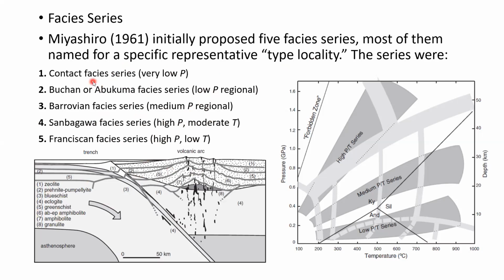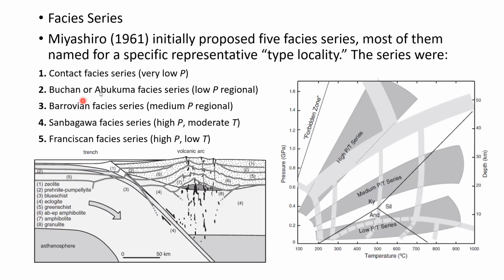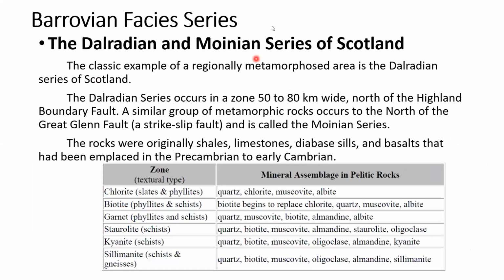Now we'll be understanding them one by one. First coming to the Barrovian facies series. Barrovian are medium pressure facies and regional facies. In this, first we will be seeing the Dalradian and Monian facies series of Scotland. ठीक है, Barrovian facies series में 2-3 facies series आती है, तो उसकी हम बात कर रहे हैं. The classic example of regional metamorphic area is the Dalradian series of Scotland. Dalradian occurs in a zone 50 to 80 km wide north of the Highland Boundary Fault, HBF. HBF fault भी इसको बोलते हैं, Highland Boundary Fault.